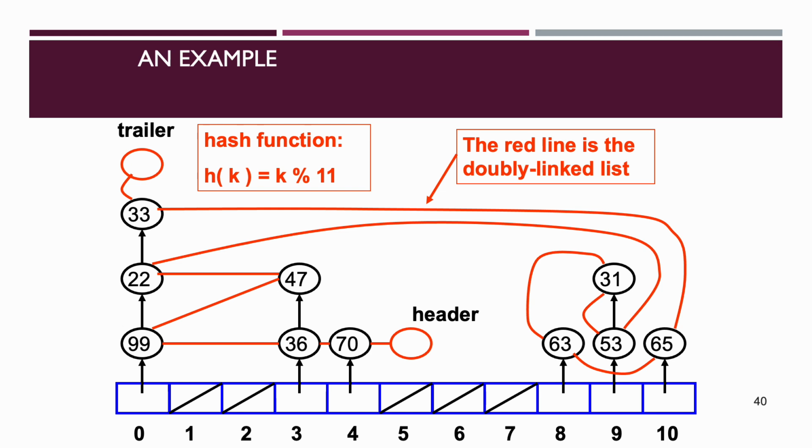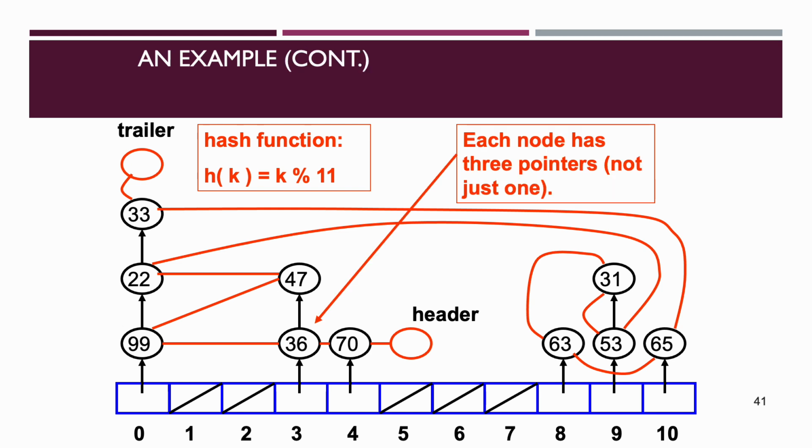Now let's see in detail what exactly is going on. If you see here, we have memory indexes 0 to 10. If you see, each node has 3 pointers, not just one. If you look at 36, it has 3 pointers. It is pointing to 3 sides: it is pointing to 99, it is pointing to 70, and it's pointing to 47.